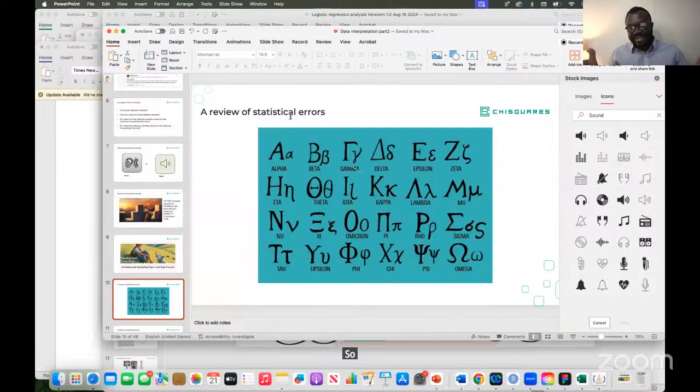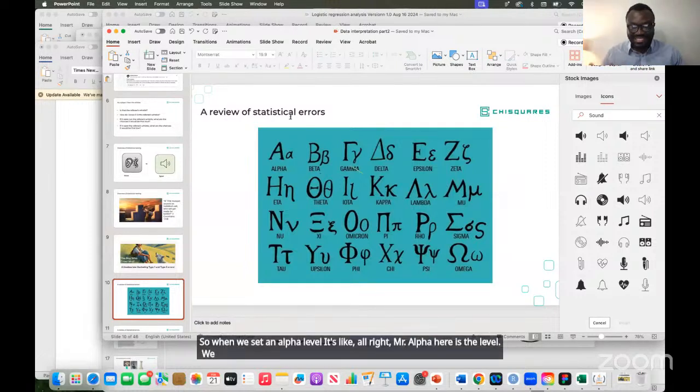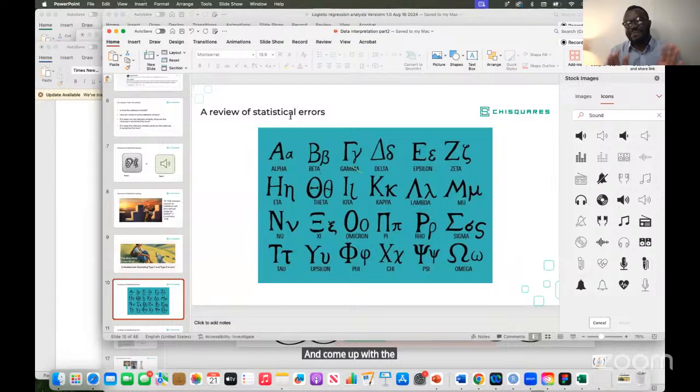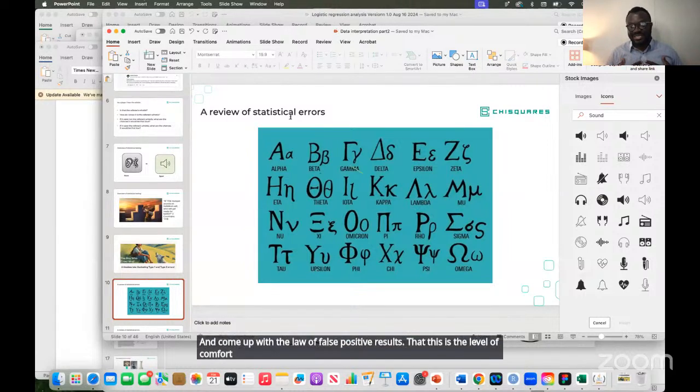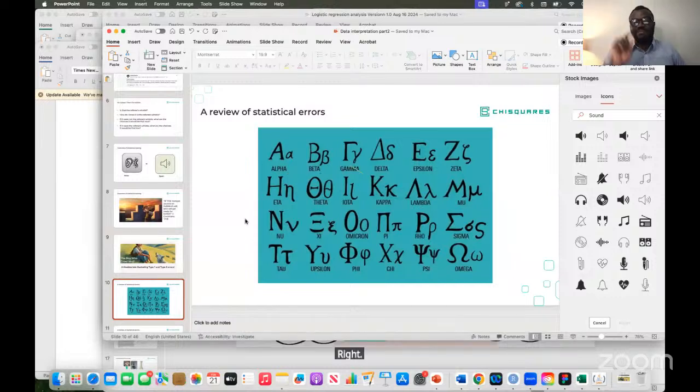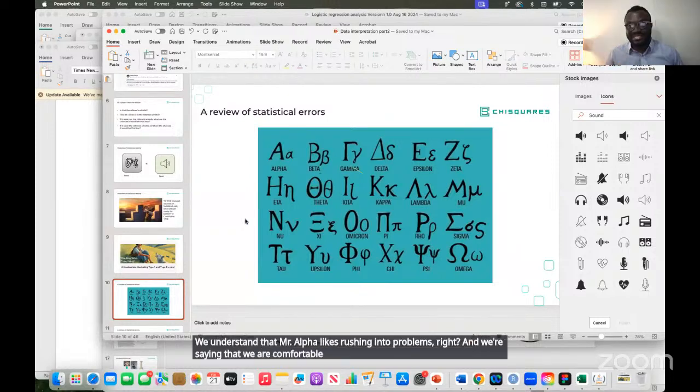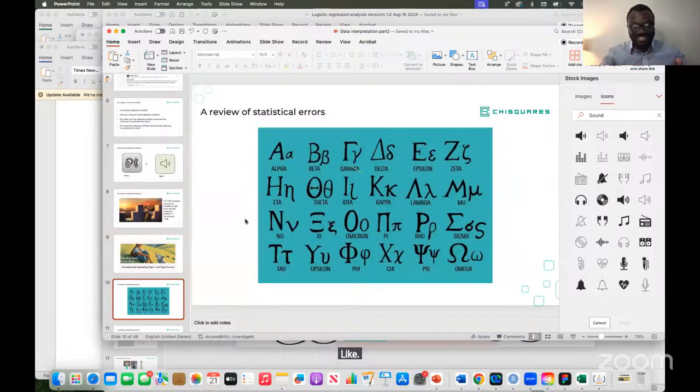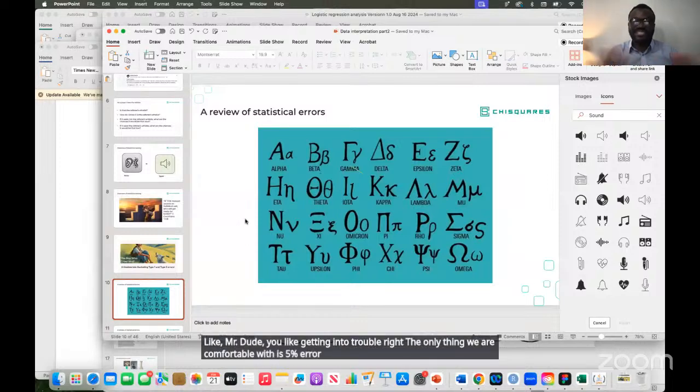So that's the whole point of alpha level. When we set an alpha level, it's like, all right, Mr. Alpha, we know you like to rush into things and come up with a lot of false positive results, but this is the level of error we are comfortable with. So when we say an alpha level of 0.05 as significance, we understand that this Mr. Alpha likes rushing into problems, and we're saying that we are comfortable with a 5% error rate. Mr. Dude, you like getting into trouble, right? The only thing we are comfortable with is a 5% error rate. That's all. Nothing more than that.